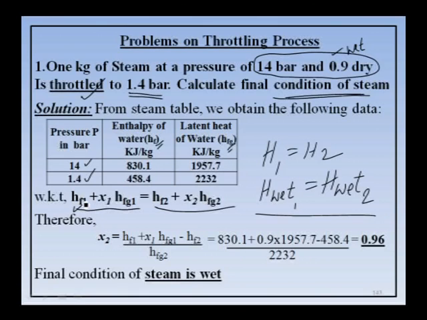Substitute HF1, X1 is given, HFG1 from the steam table, and HF2 from the steam table, X2 is not known, and HFG2 from the steam table. So you will get X2, that is the final dryness fraction. Substituting the values, we got 0.96. Now what is the final condition of steam? That is wet steam because X2 is less than 1. So like that you should find the condition of steam by using this relation.